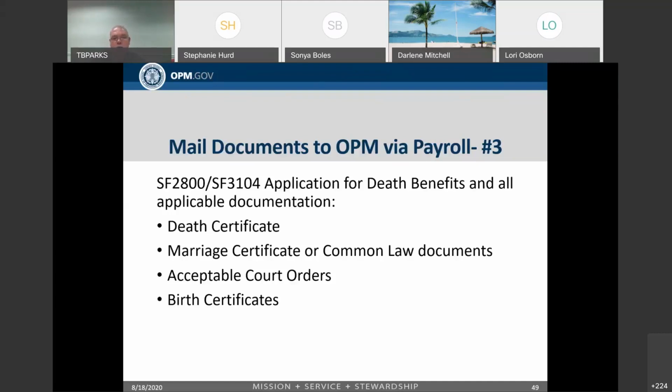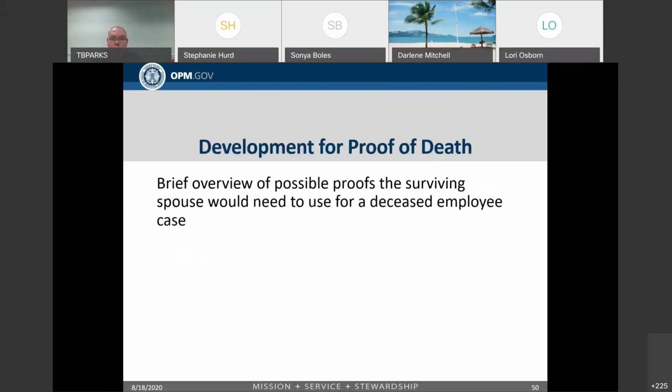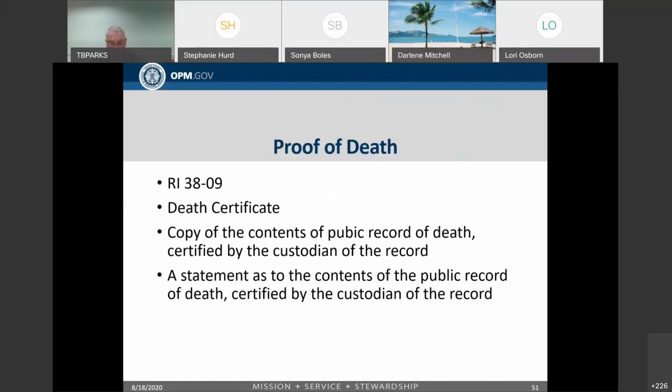We'll talk some more about development here. We'll do a brief overview of possible proofs that the surviving spouse would need to use for a deceased employee case. This information can be found on the RI Form 38-9. And the death certificate must show the date of death and the manner of death. Some states have a short form death certificate, which doesn't show the manner of death. Unfortunately, we need to know that.